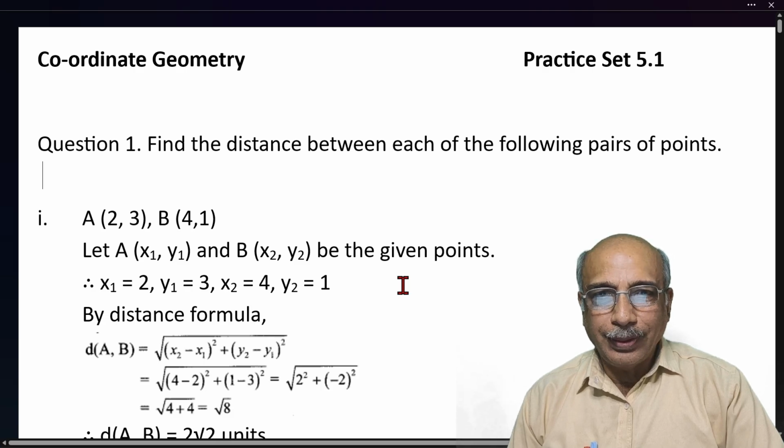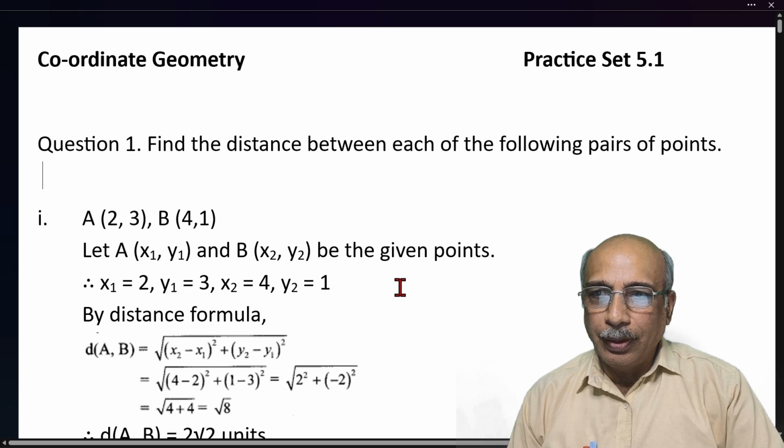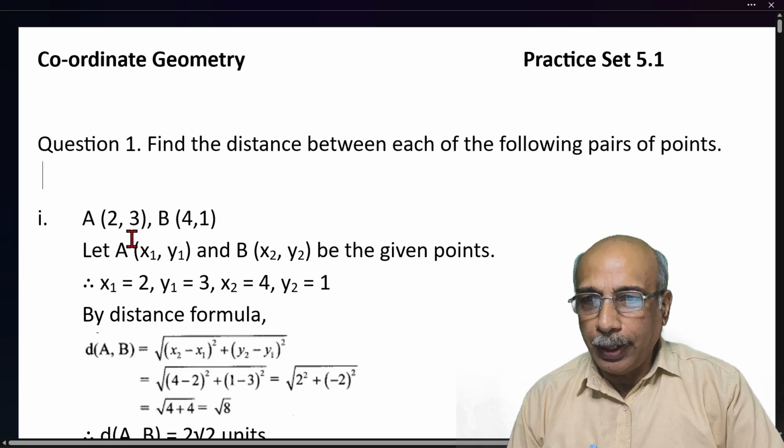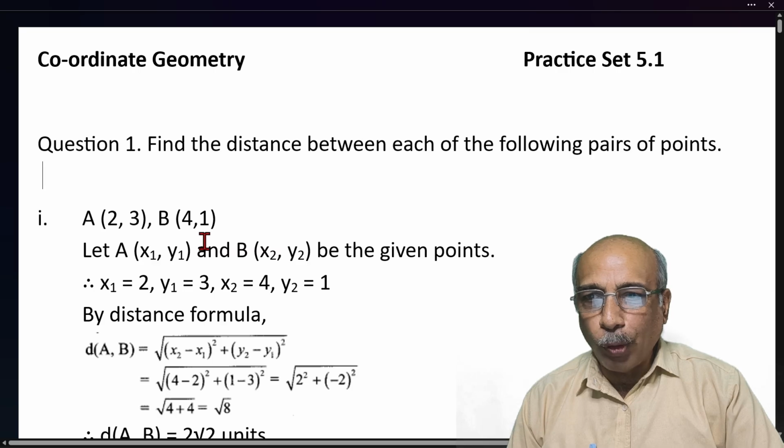Hello children, we are going to start with practice set 5.1. Question 1. Find the distance between each of the following pairs of points. Points A and B are given, whose coordinates are given. Point A coordinates are (2, 3) and B is (4, 1).